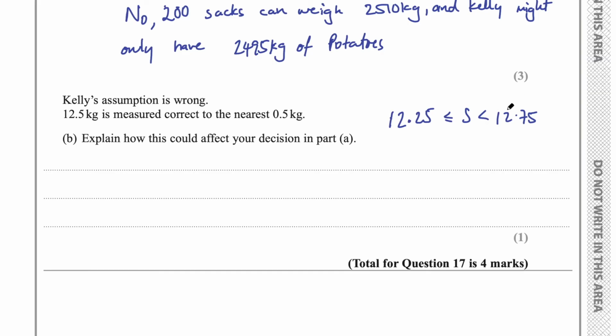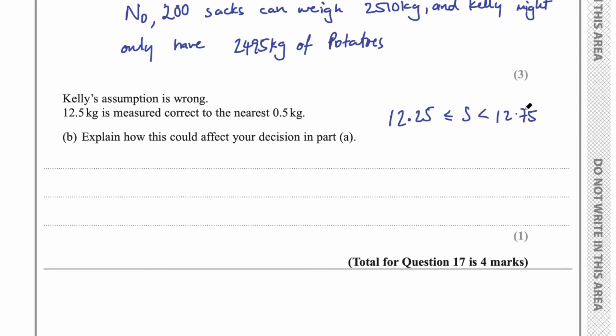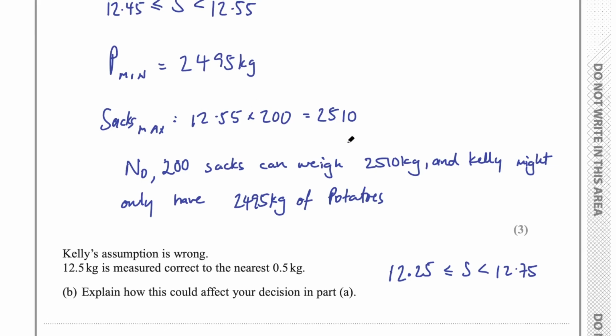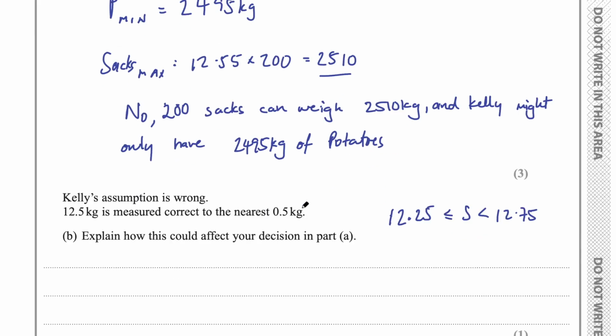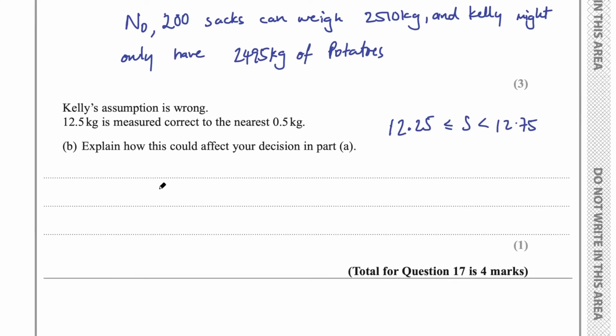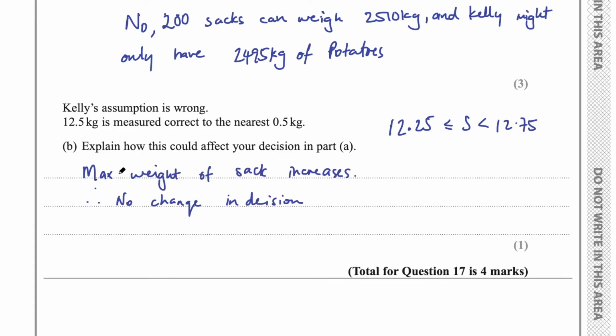Now the maximum weight of the sacks has actually increased. So this number here would actually get higher. So no, that would not affect the decision in part A because the upper bound has actually increased. Okay, so let me just write that out. The max weight of sacks increases, so therefore no change in decision, for 1 mark. That was question 17 for 4 marks.